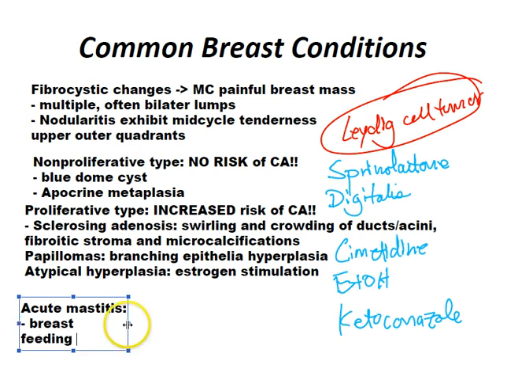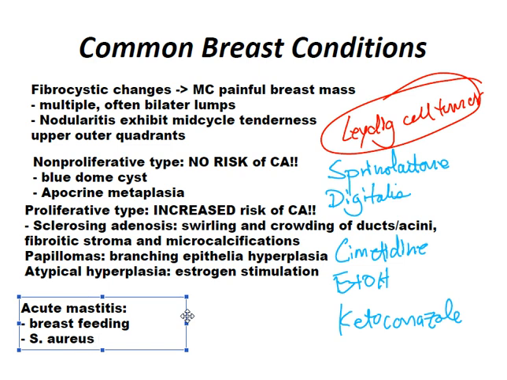You see acute mastitis in breastfeeding, okay? And there's usually milk entrapment and skin trauma that predisposes you. What is the main cause of acute mastitis, do you think? That would be Staph aureus. It's the most common cause.